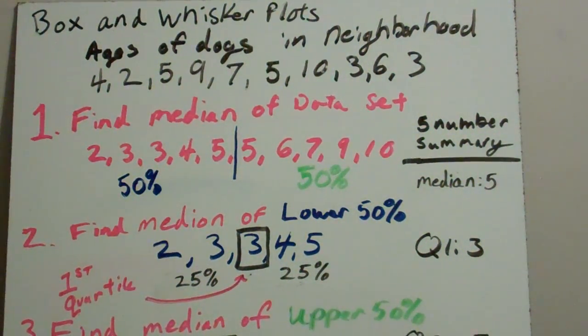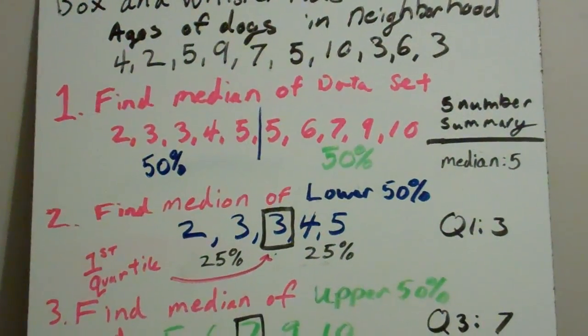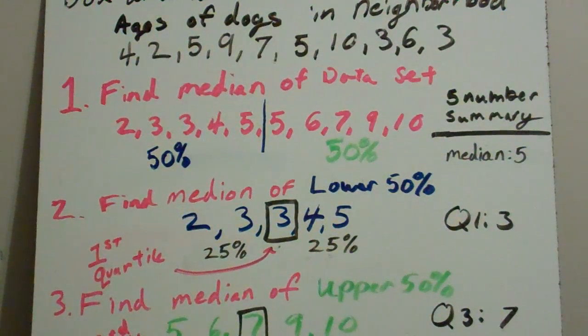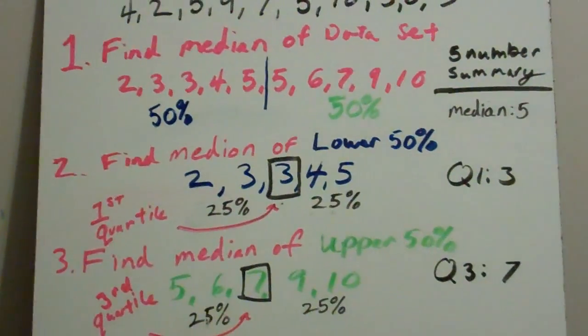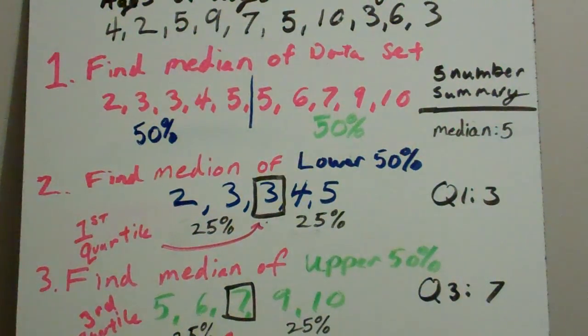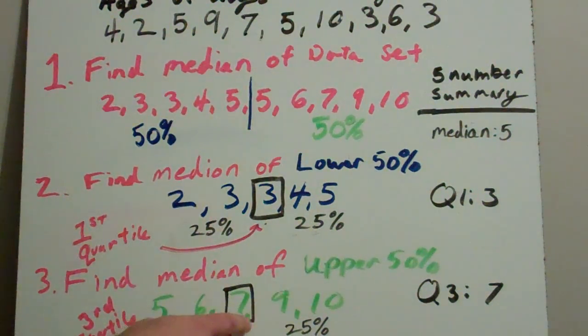Next we move on to the third quartile. Okay? The third quartile is looking at the upper 50% of the data. And by doing that, we're going to do the same thing. We're going to look at the numbers from the upper 50% of the data, the 5, the 6, the 7, the 9, and the 10. We're going to find the median of that set. In this case, it's going to be 7. That is what's called the third quartile number, or Q3.